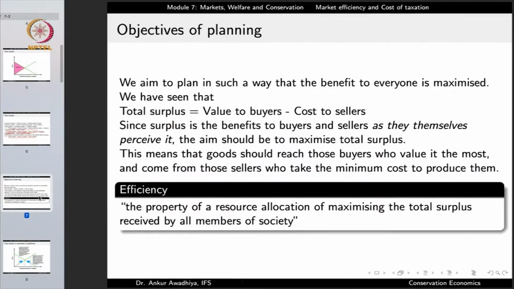And an objective of planning is to maximize this total surplus. Why? Because everybody in the market is either a buyer or a seller. Now, if we do not want to discriminate between buyers and sellers, suppose we were on the side of the buyers only, then we would have said that, okay, let us increase the buyer's surplus or the consumer surplus by reducing the price. But when we reduce the price, then it would affect the producer surplus. Because when the price reduces, the producer surplus reduces. So if we act only on the side of the buyers, then it will hurt the producers.